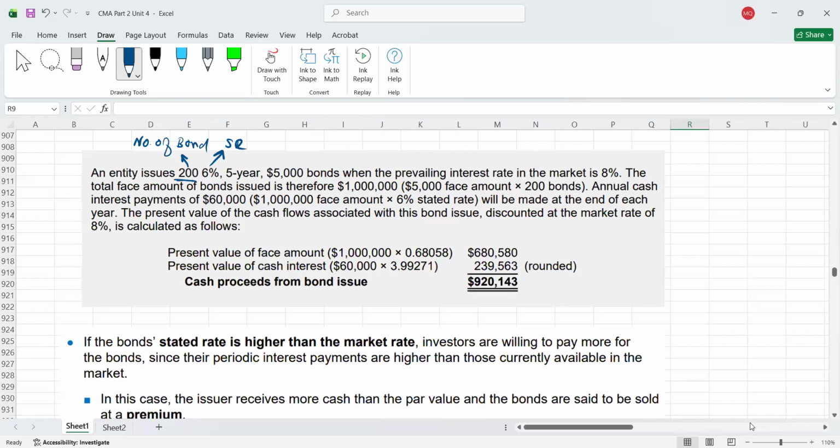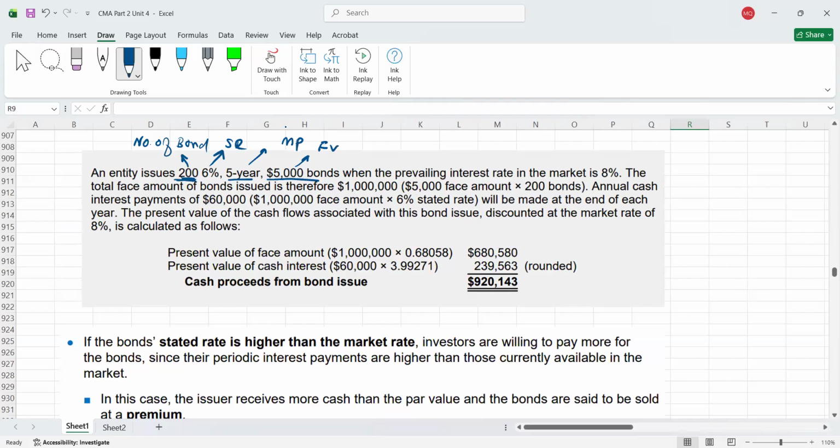So they're saying an entity issues 200, it means 200 bonds. 6% is the stated rate. 5 years means the maturity period. Maturity period, or bond life, or bond term also. Okay, bond term 5 years. Then what is this 5,000? Because the numbers are given separately, we will assume this is the face value of one bond.